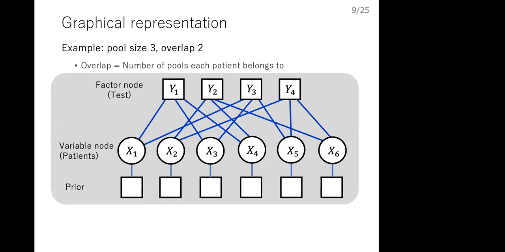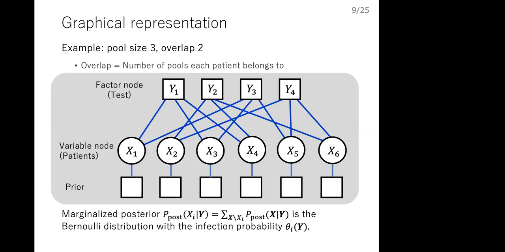The inference using the posterior distribution can be graphically represented. This example shows a pool size of 3 and overlap 2, where overlap is the number of pools to which each patient belongs. The patient states are represented by a variable node, and the test result performed on the pool is represented by factor nodes. The marginal posterior is the basis for the decision and is a Bernoulli distribution represented by one parameter. Here we denote the parameter as theta of Y.